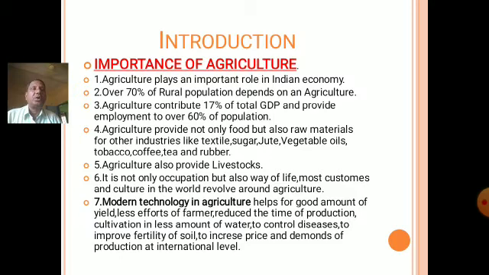Modern technology in agriculture helps to give a good amount of yield, requires less effort from a farmer, reduces the time of production, allows cultivation with a smaller amount of water, helps to control diseases and improve the fertility of the soil, and increases the price and demand of production at the international level.